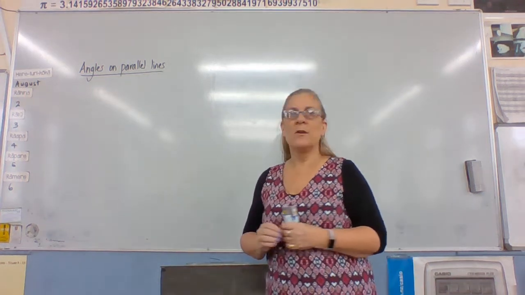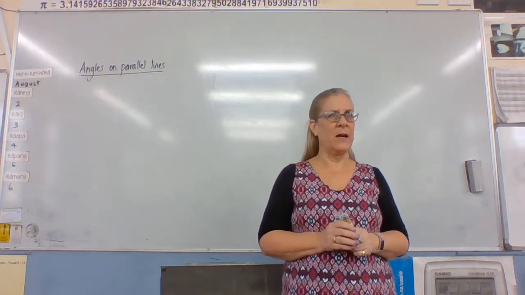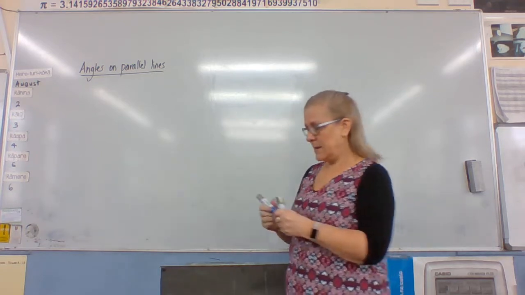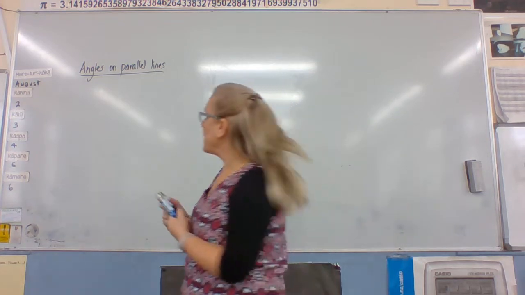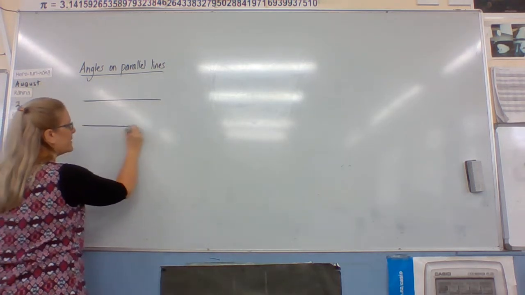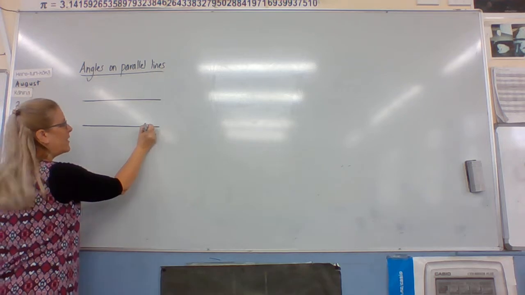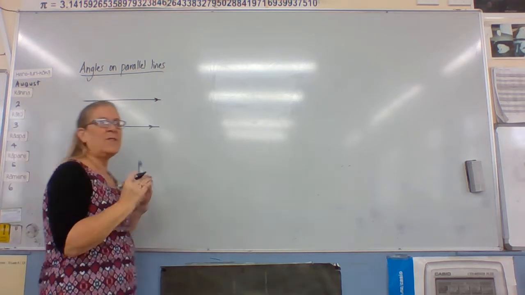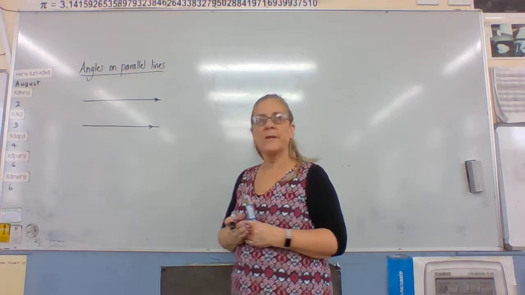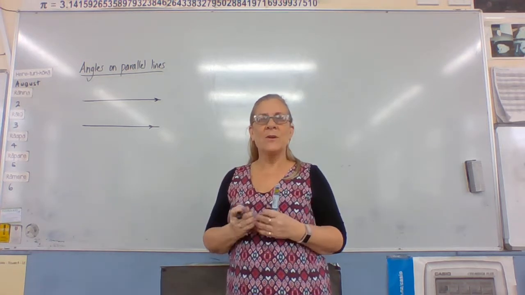We're learning about angles on parallel lines. Parallel lines never meet. We make sure that they're parallel lines by drawing them like this, and putting an arrow on them so that even if they don't look parallel, we're saying they are parallel. So how do we get angles on them then?